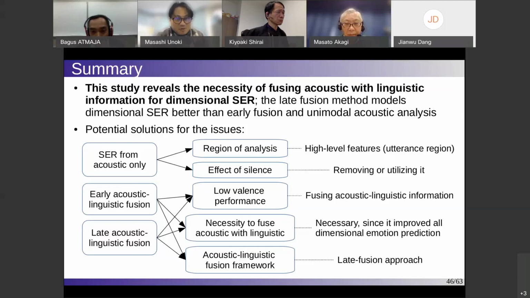I mean, it's a very strong representation for me. So is it true? For example, if the CCC were over 0.8, I would agree with the idea. So the study reveals this point, the necessity.